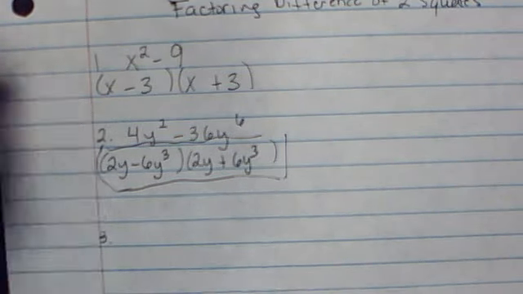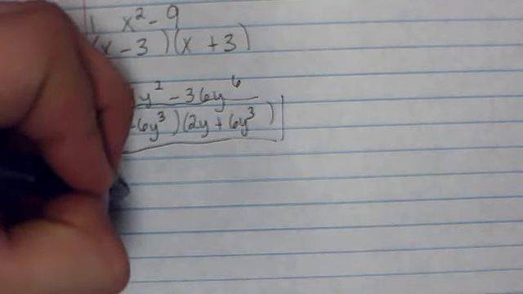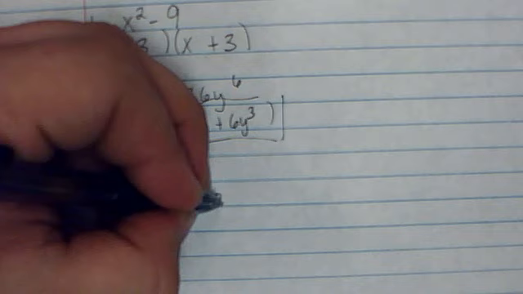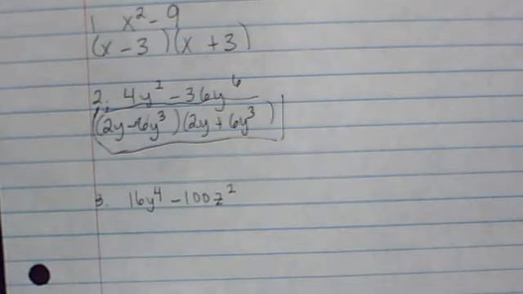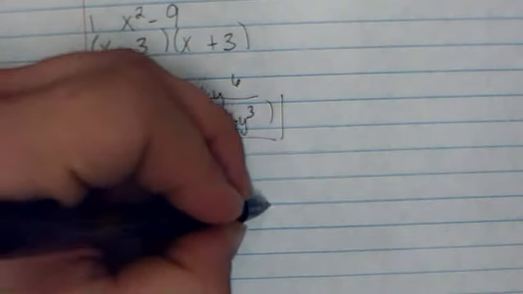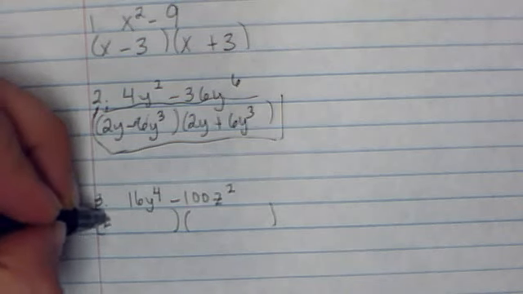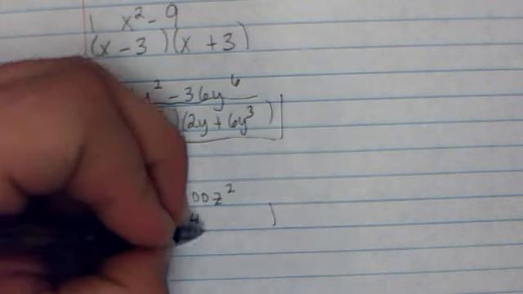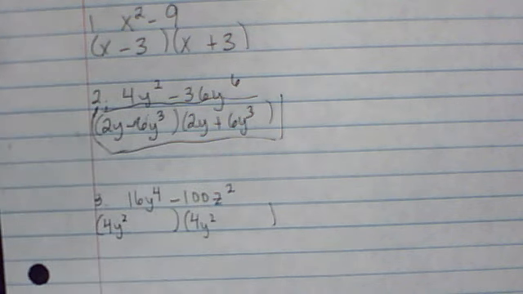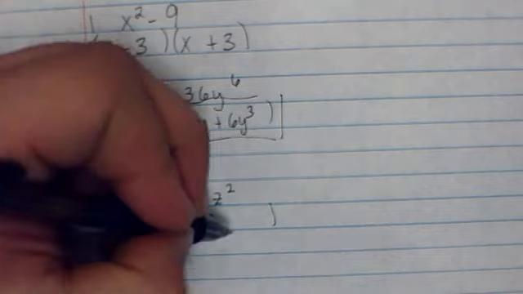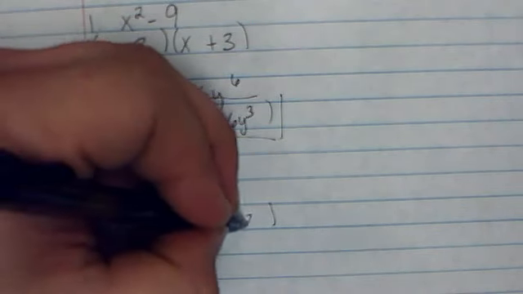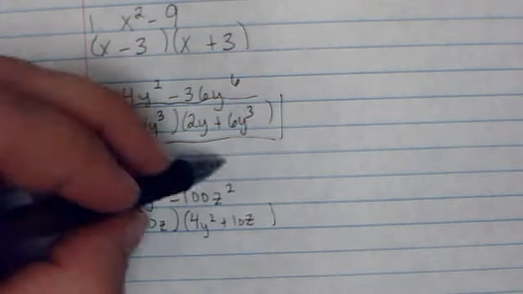Let's do one more for good measure. Let's say we have 16y to the 4th minus 100z to the 2nd. Parentheses. The square root of 16 is 4. I'm going to cut y to the 4th in half. The square root of 100 is 10. And then cutting z in half would just give me z and z. And that's it. That's all you have to do for factoring the difference of two squares.